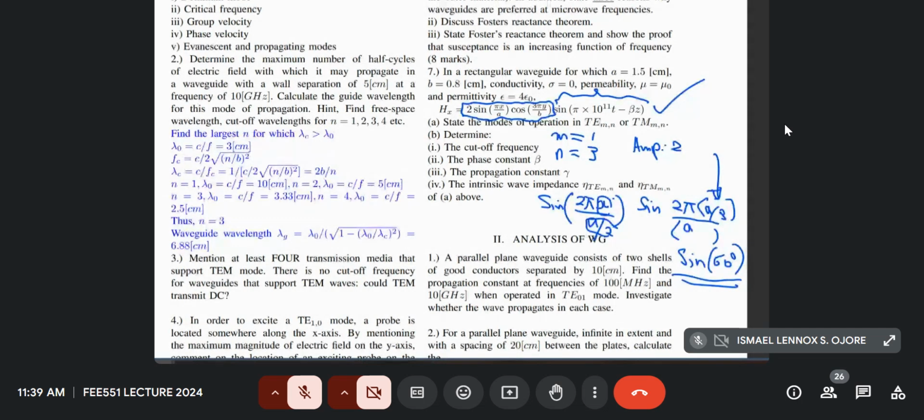So this one, where you're just given HX, it could be a TE or it could be a TM. We can't tell from the expression. So we should agree that it can be either of them. I don't know whether it's clear.